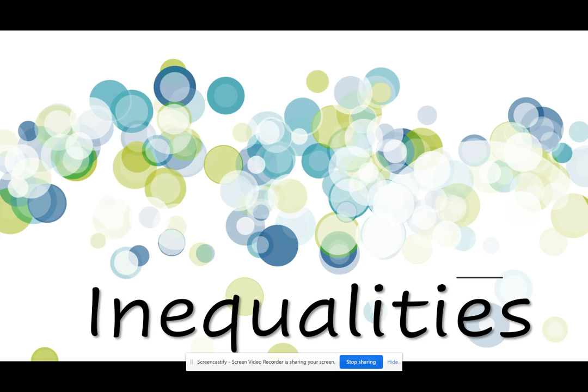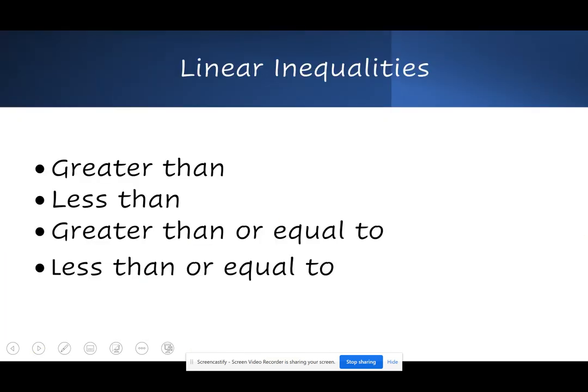Hi guys, so we're going to start inequalities, just linear inequalities and systems. So starting out with linear inequalities, some of the symbols we need to know are greater than, which is going to look like this, because like 3 is greater than 2. Less than, which would be like this, because like 2 is less than 3.